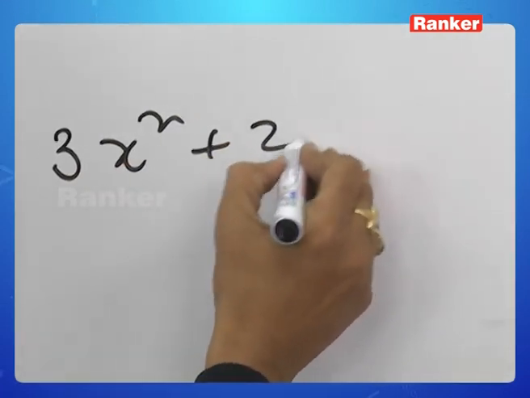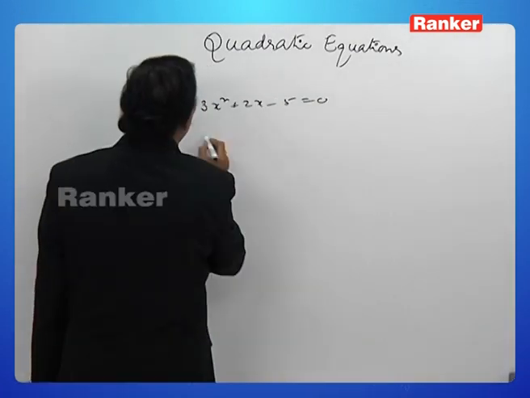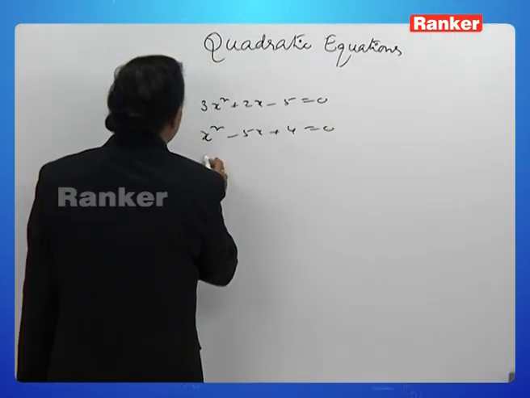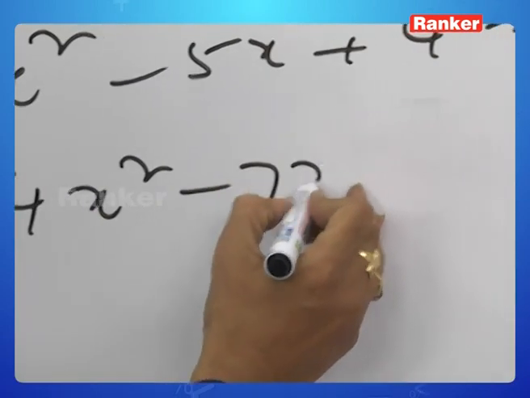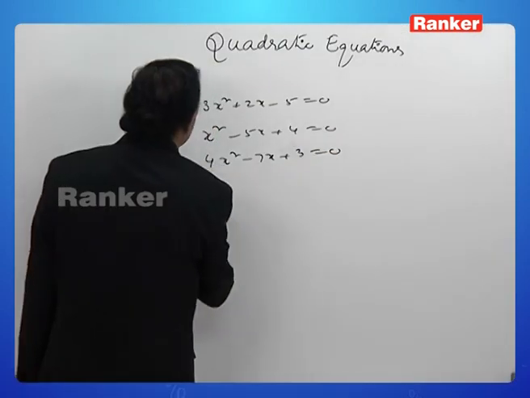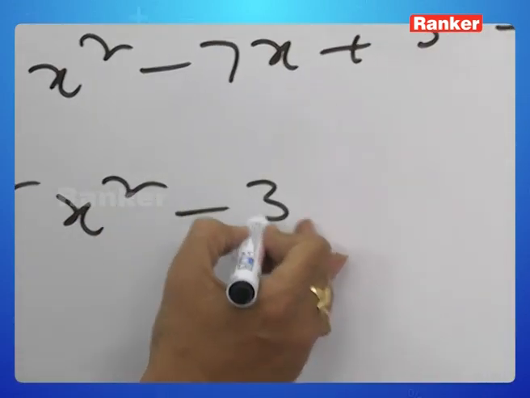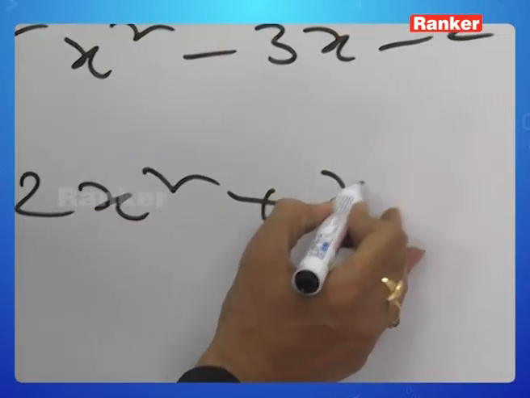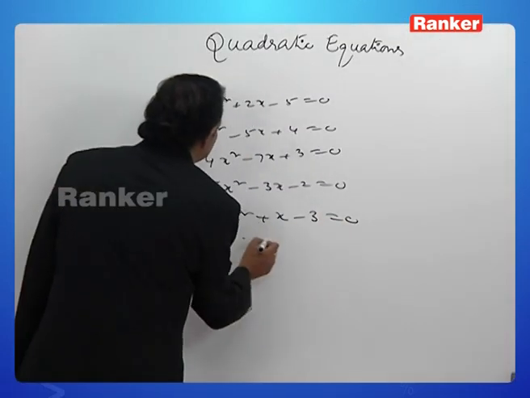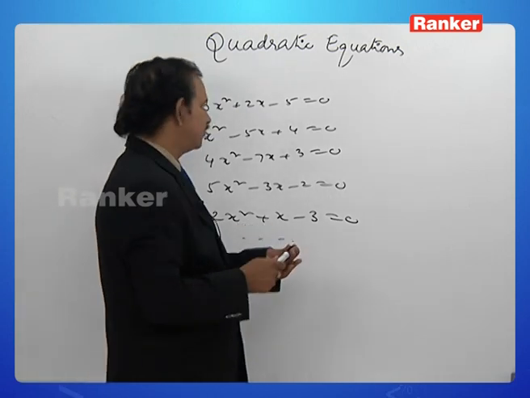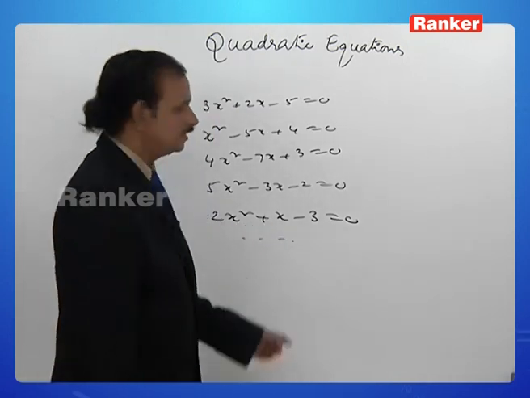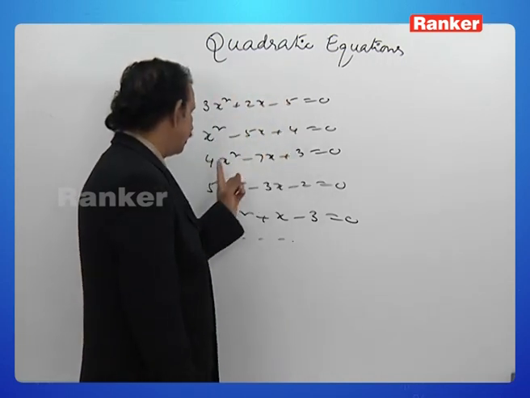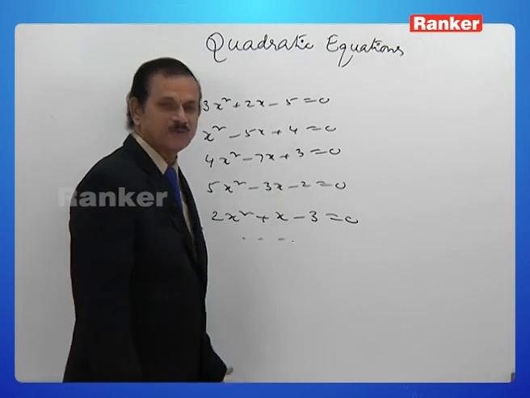Another special set of equations comes to you. 3x square plus 2x minus 5 is equal to 0. X square minus 5x plus 4 is equal to 0. 4x square minus 7x plus 3 is equal to 0. 5x square minus 3x minus 2 is equal to 0. 2x square plus x minus 3 is equal to 0, etc. What concept are you able to observe in all these equations? A plus b plus c is 0 in each.